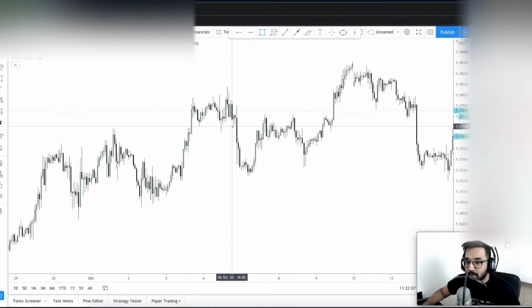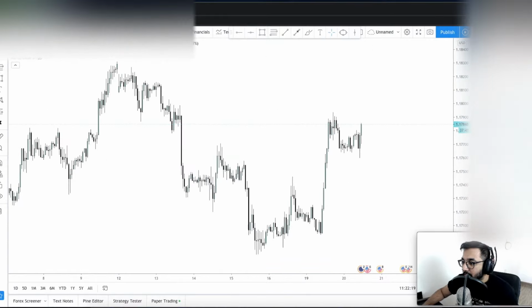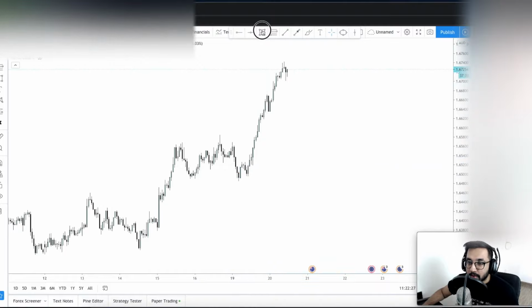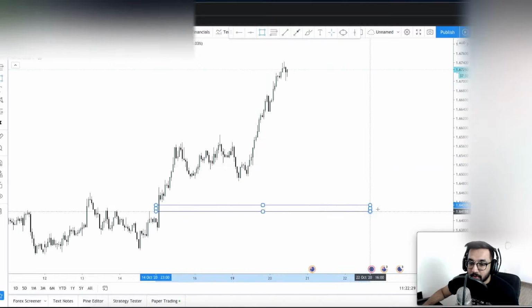We have an imbalance over here, but the previous market structure, none of that got broken, so we're not going to trade this. We're going to look for a market structure break. For example, let me show you guys an example of an impulsive move right here. Beautiful. You can see there was an impulsive move right here.